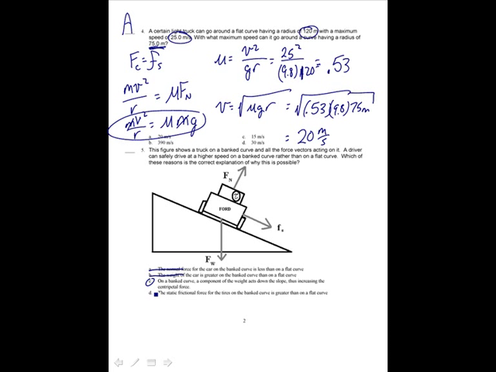The static frictional force for the tires on the banked curve is greater than on a flat curve. Same as part A. If the normal force is less, the static frictional force is less. So the only one left is C, and that is that a component of the weight acts down the slope.